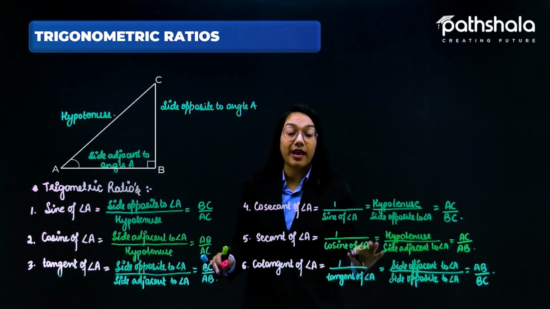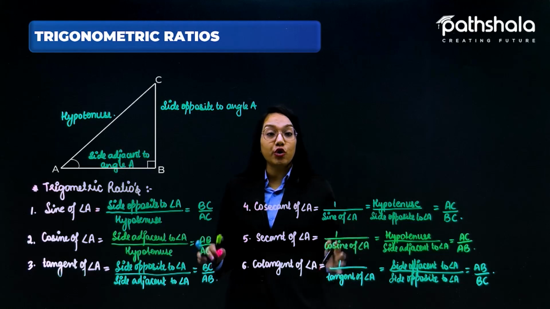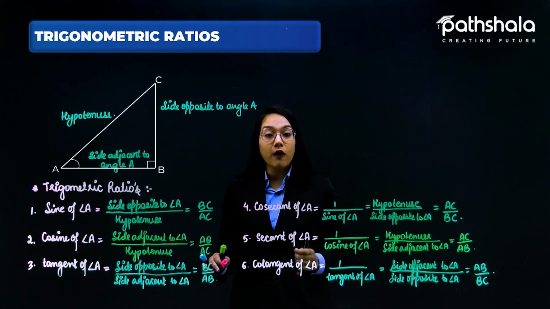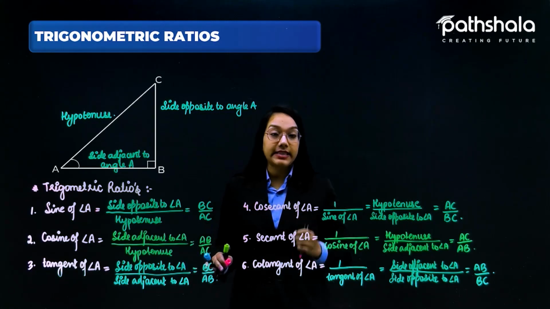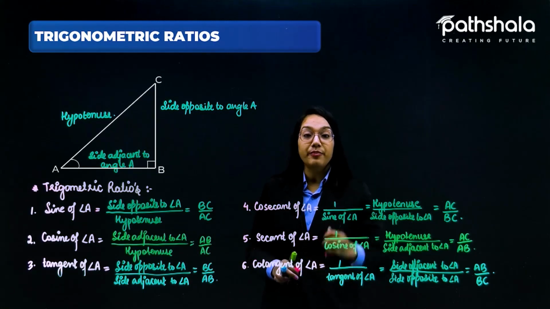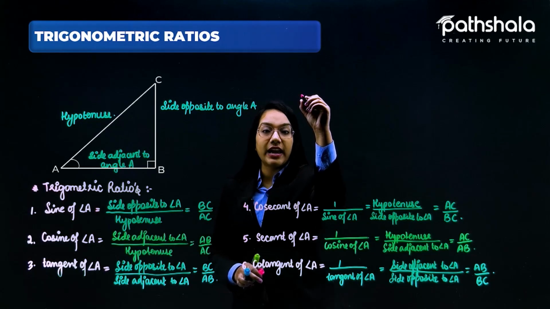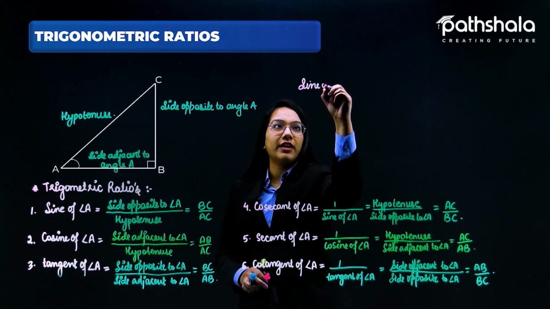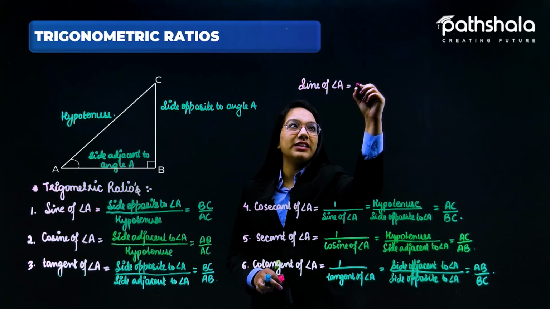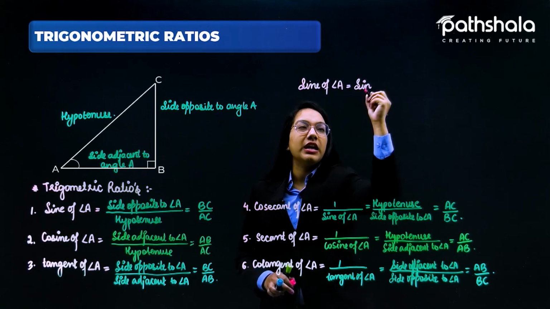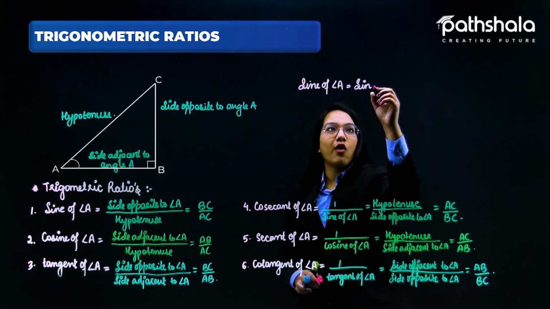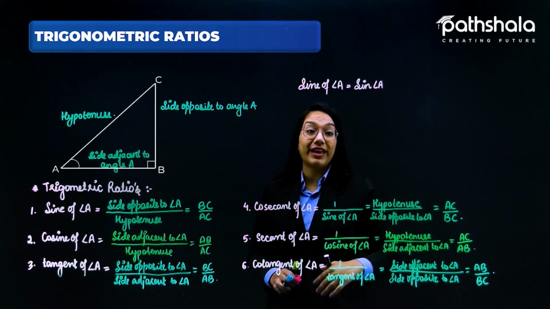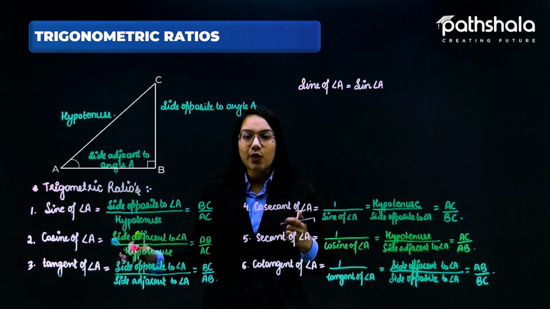And now again, these 6 trigonometric ratios are abbreviated as sine, cos, tan, cosec, sec, and cot. What does it mean? We can abbreviate the sine of angle A. We can write sine of angle A as nothing but sin A.